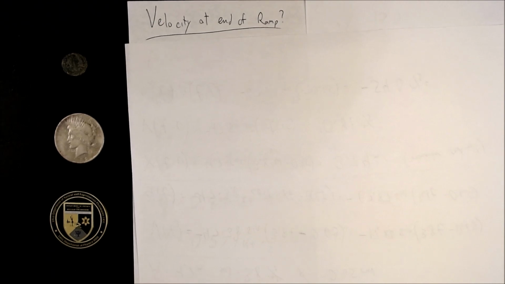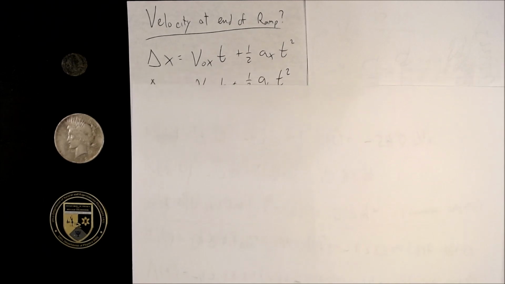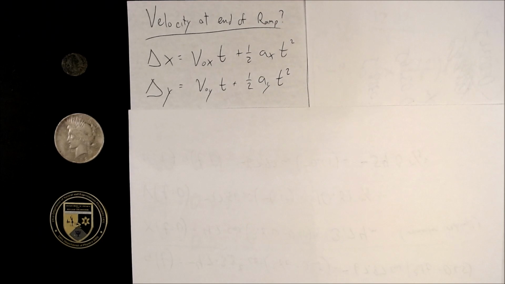Yeah, this is the two-dimensional kinematics kind of problem. So we use these famous equations that everyone loves. Delta x is equal to v naught x t plus 1/2 a x t squared, and delta y is v naught y t plus 1/2 a y t squared. Remember that from a billion years ago?